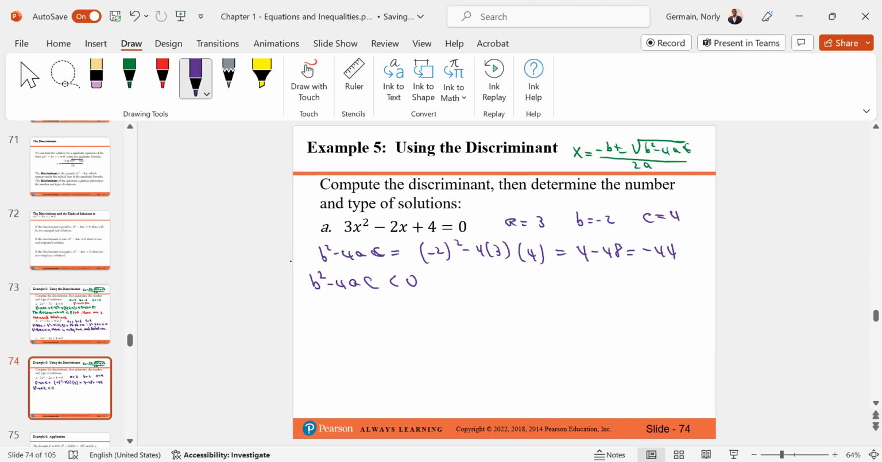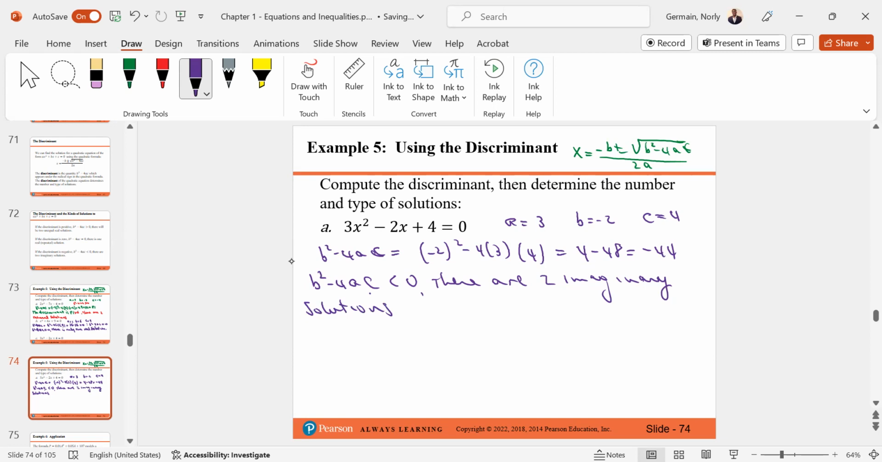If b squared minus 4ac is less than 0, the negative discriminant shows that there are two imaginary solutions. If the discriminant is negative, two imaginary solutions. So those solutions are complex conjugates of each other, right? So we can have both.